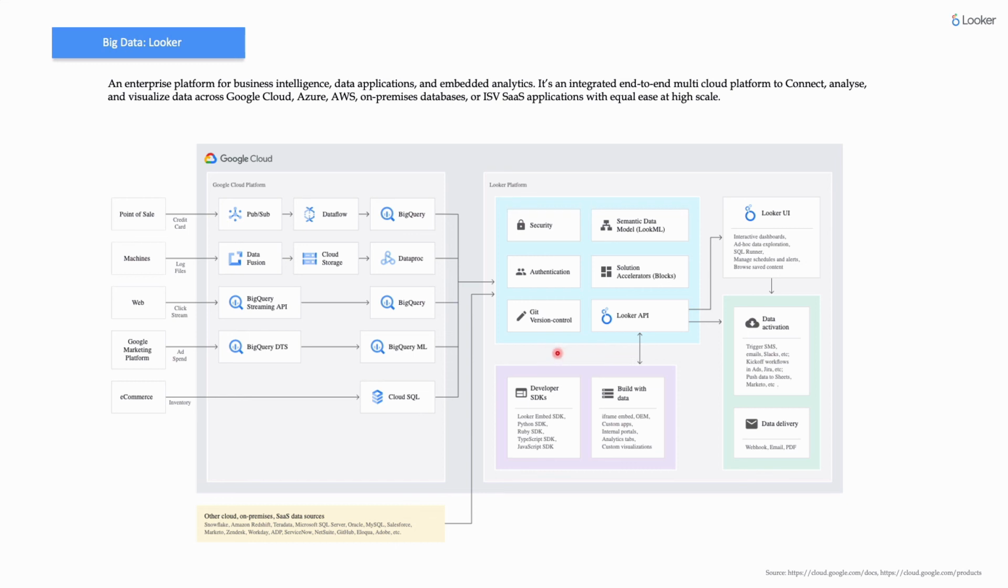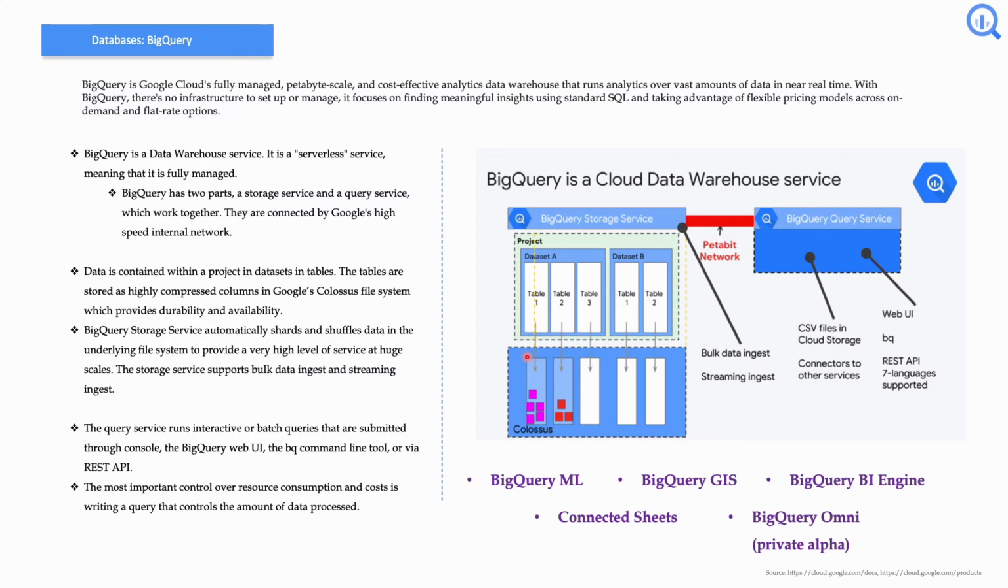Now let's look at BigQuery, and we have discussed BigQuery. So BigQuery is ideally a database, but it plays a very important role in the big data ecosystem. It's Google Cloud's fully managed, petabyte-scale and cost-effective analytics data warehouse solution. With BigQuery, there is no infrastructure to set up or manage. It's completely serverless, and that's what differentiates BigQuery from all of the other data warehousing solutions like Redshift, Snowflake, Azure Synapse.